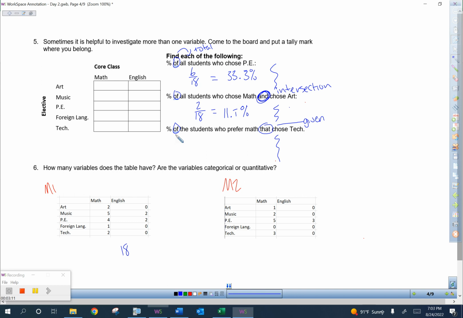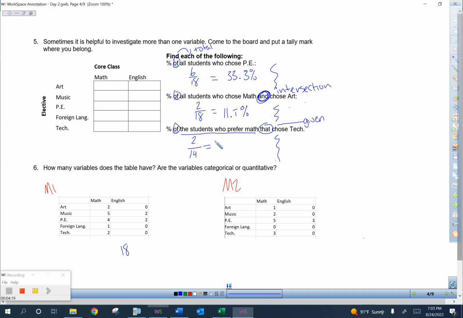So here it says percent of students who prefer math that chose tech. So the percent of the students who prefer math is our total. It actually continues all the way through there. And that is telling us the condition that goes on top. So here, if we're trying to find who prefer math, we're looking in the math column, and that adds up to 14. So our total is 14. And then of those, we're focusing on who chose tech. The tech was just 2 of them. So here 2 out of 14 is 1 out of 7.